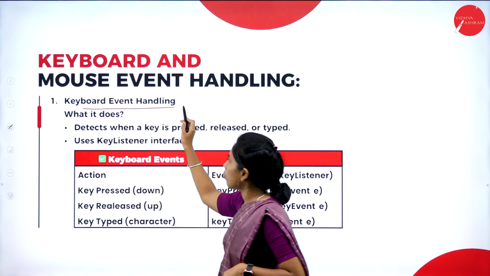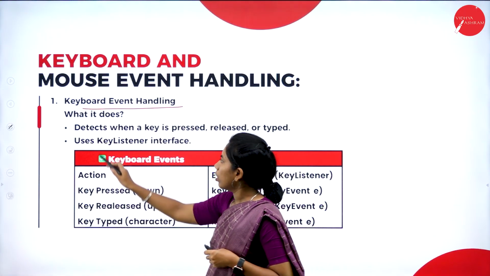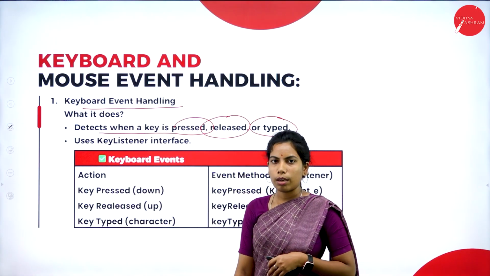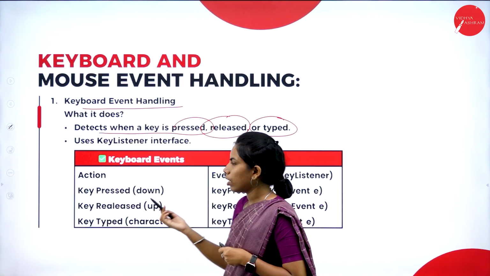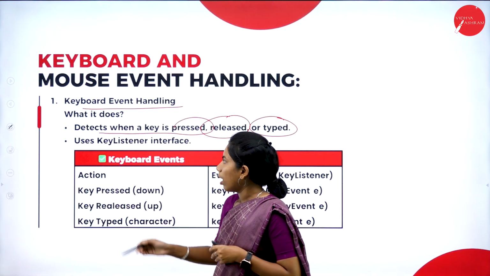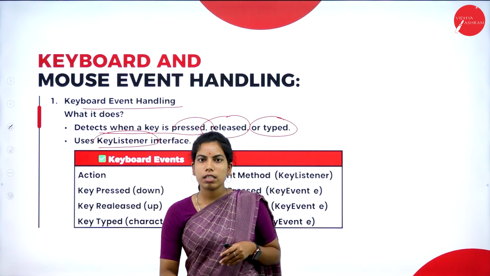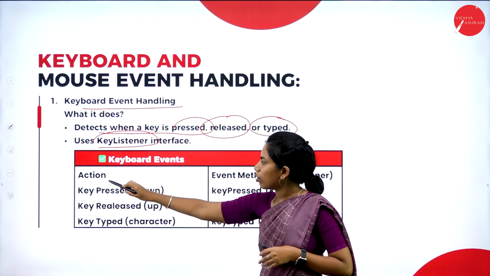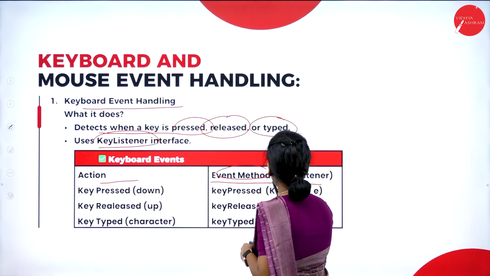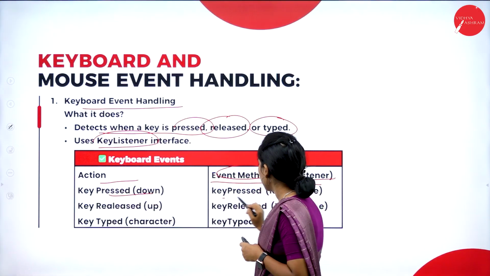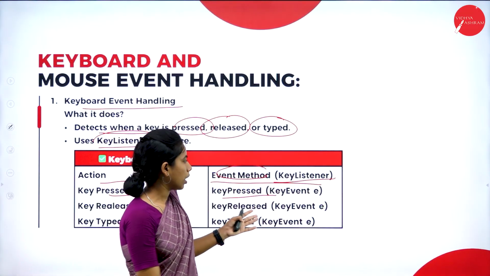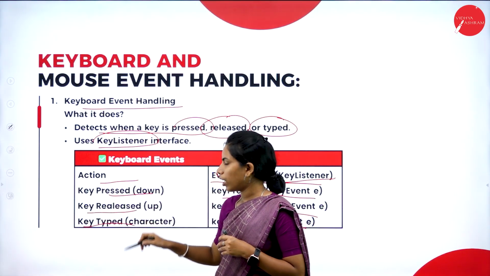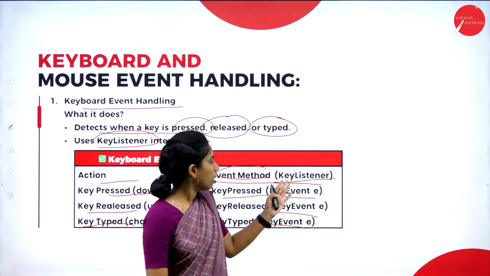First we move into keyboard event handling. What will it do? It will detect when a key is pressed, when a key is released, or when a key is typed. For that I need a KeyListener, because this is the interface name used mainly for key events. And here you can see what action it will perform. For key methods I need a KeyListener. For key pressed, I need the KeyEvent object. And for key released and key typed, all the key operations lie in between what?